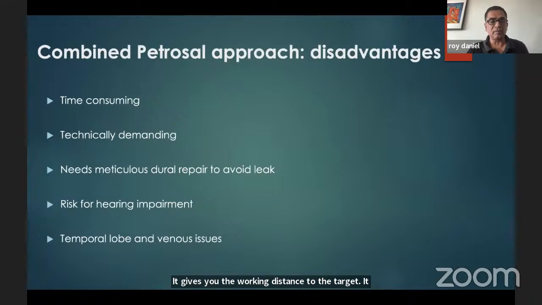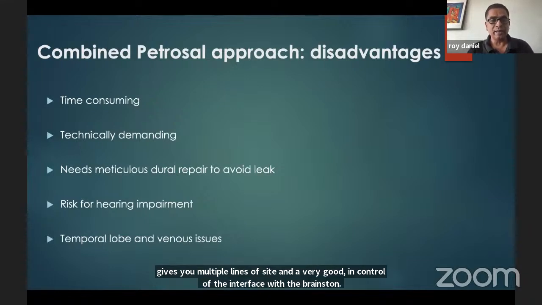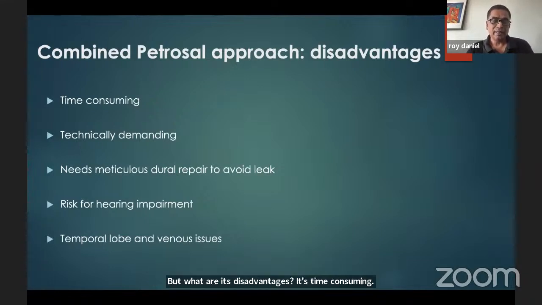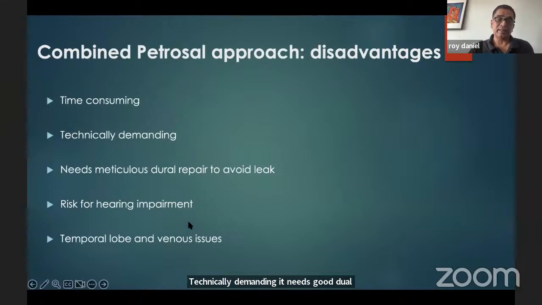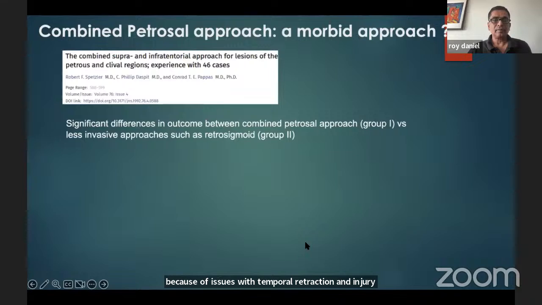But what are its disadvantages? It's time consuming. It's technically demanding. It needs good dural repair to avoid a leak. There is a risk to the cochlea. And the main problem that we would like to address, and the reason why many people have moved away from petrosectomy, is because of issues with temporal lobe retraction and injury of the vein of Labbé.